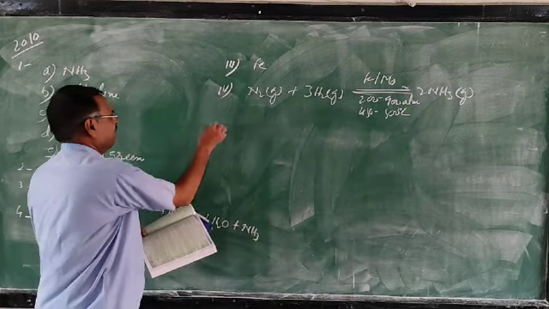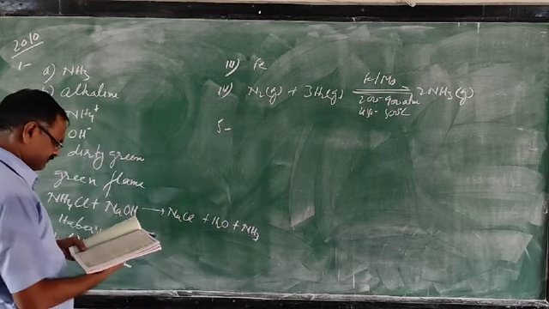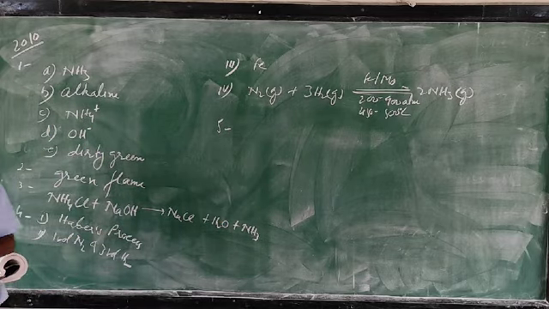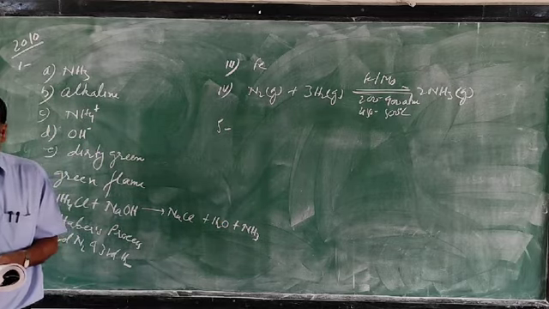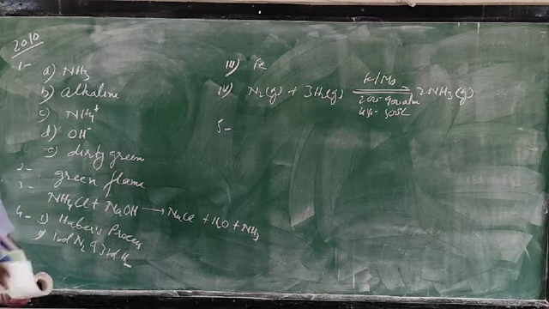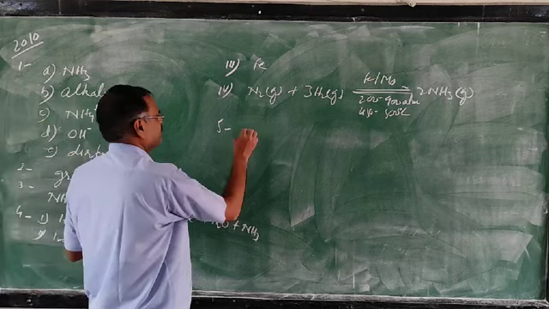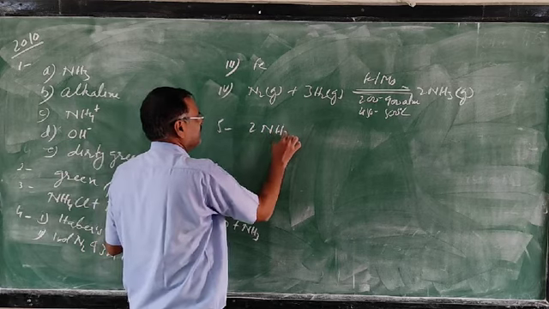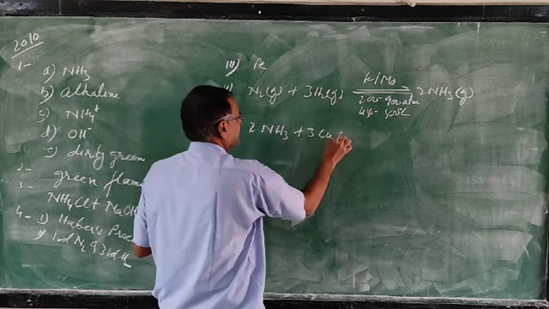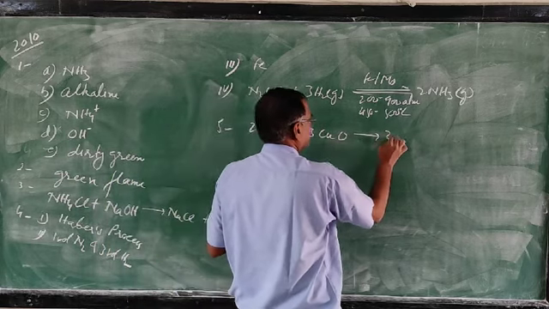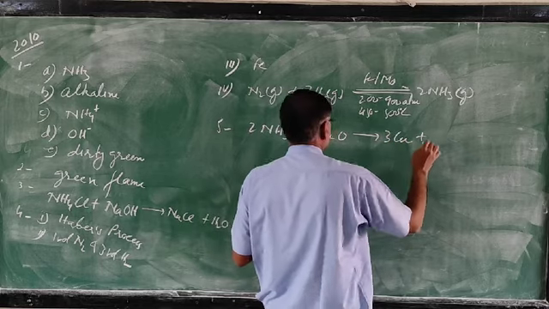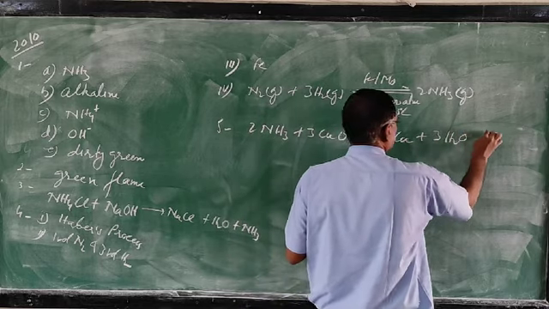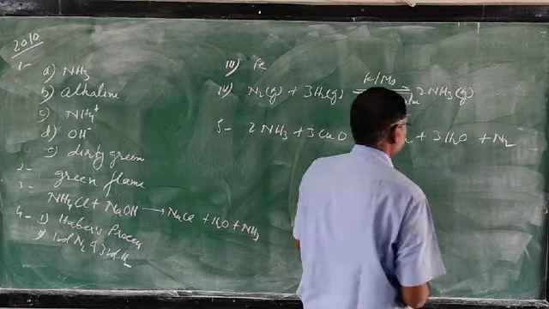Then question number 5: write a relevant equation to show ammonia acts as a reducing agent. So very important: 2NH3 reacts with 3CuO. It gives 3Cu, 3H2O and N2.